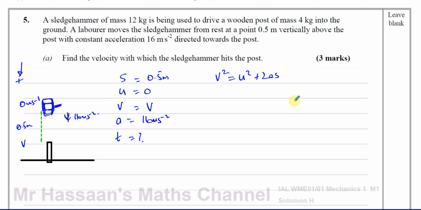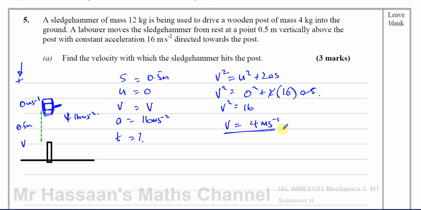We need to know the equations of motion, and we need to know which ones to apply. So here we're dealing with V, U, A, and S, so that will be V squared equals U squared plus 2AS. We're going to find what V is. So V squared equals U squared, which is 0 squared, plus 2 times A, which is 16, times S, which is 0.5. So you end up with V squared is equal to 2 times a half, which gives you 1, so you're left with 16. So V is equal to 4 meters per second.